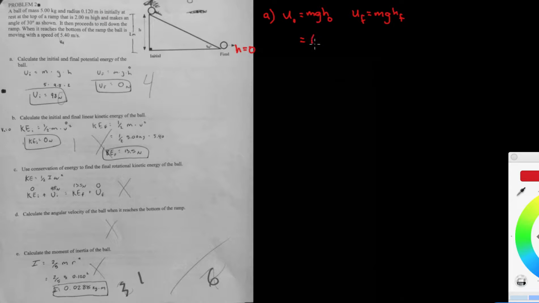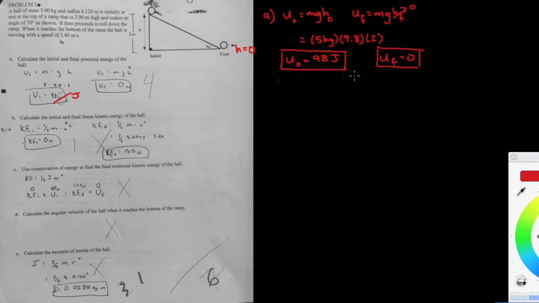So that's 5 kilograms times 9.8 times 2. It's like 98 joules. You put newtons. Oh, wait. Why is it in joules? It's energy. Okay, and then the final potential energy, the final height is 0, so the whole thing's 0. All good? Yeah.